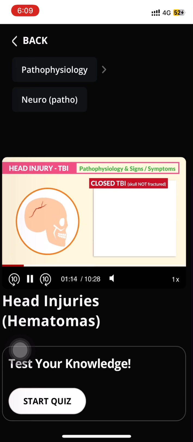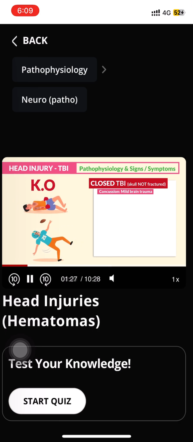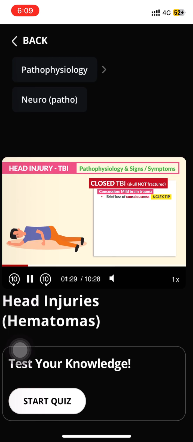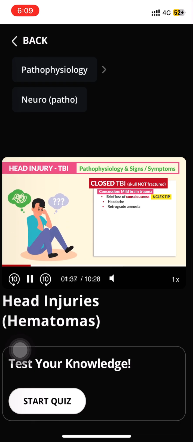Now for closed TBI, the skull is not fractured, so let the name help you here. The skull is closed. So we have concussion, which is a minor TBI from blunt force trauma, like when someone gets knocked out in a boxing match or even a football game. We typically see a brief loss of consciousness, which is a huge NCLEX tip since it's the most commonly tested, as well as headache and retrograde amnesia.